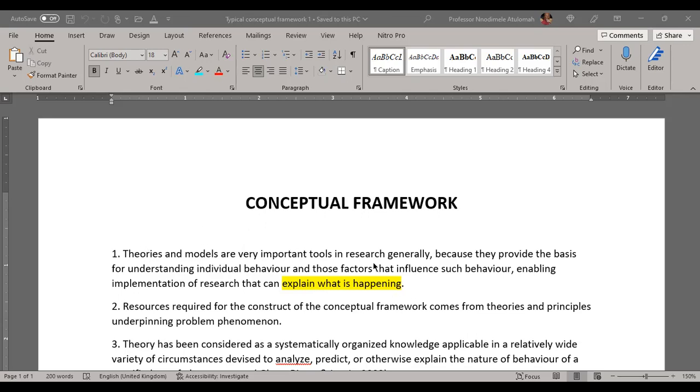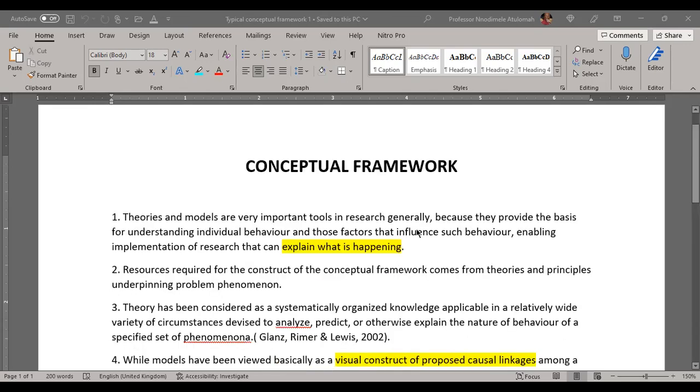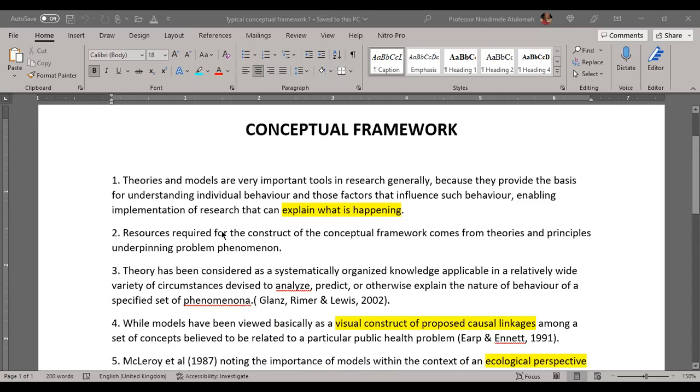Without theories and models, your research cannot elucidate the dynamics of the problem phenomenon, which is the main reason for conducting your research, to provide better understanding of what is happening. So when you leave out the theories and models that will help you to explain, then there is no explanation that you can give, right? The resources required for the construct of the conceptual framework come from the theories and the principles underpinning the problem phenomena of interest in your study. If you don't use this science, your work is not grounded. It has no foundation and cannot stand any criticism or argument against it.